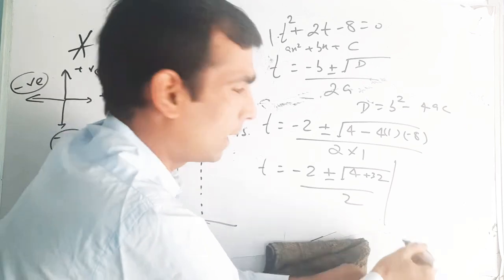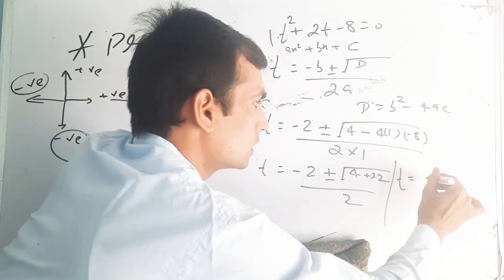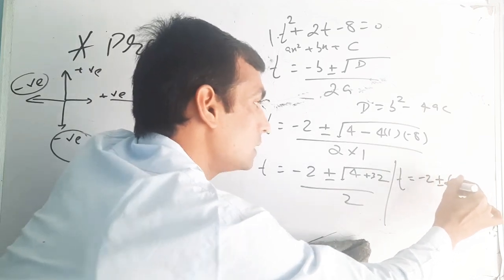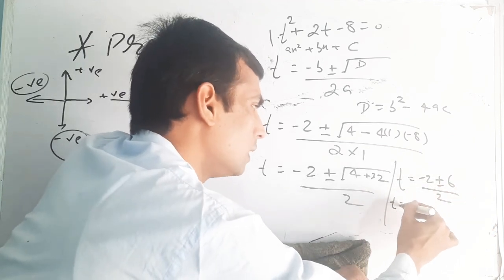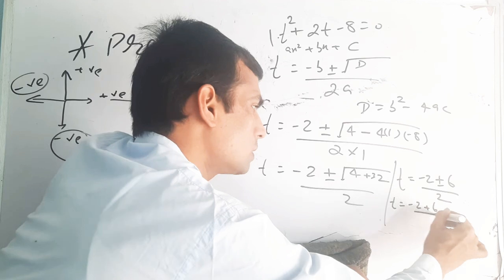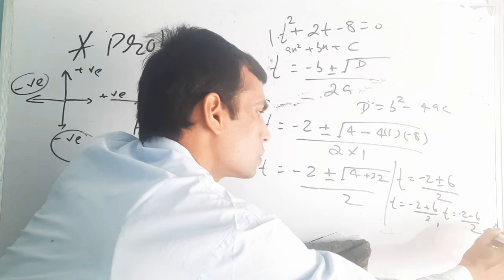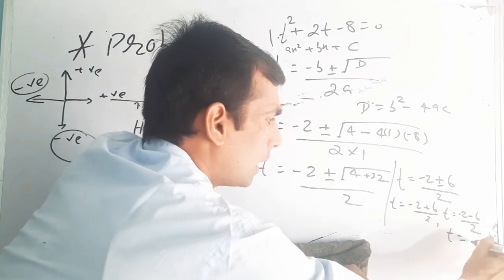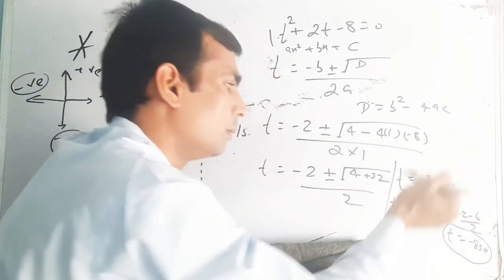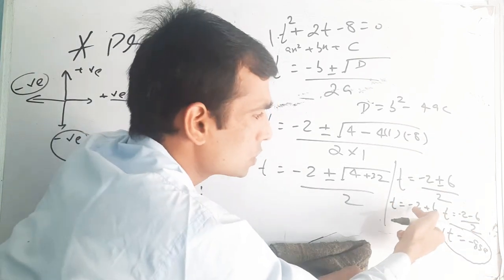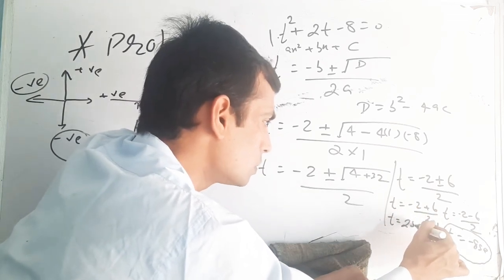So finally you can solve and get the answer to this question. Minus 2 plus minus the square root of 36, which is 6, upon 2. So t equals minus 2 plus 6 by 2, and next t equals minus 2 minus 6 by 2. This becomes t equals minus 8 seconds. Student, time is never negative. So this is 6 minus 2, which is 4 by 2. So your answer is correct: t equals 2 seconds.